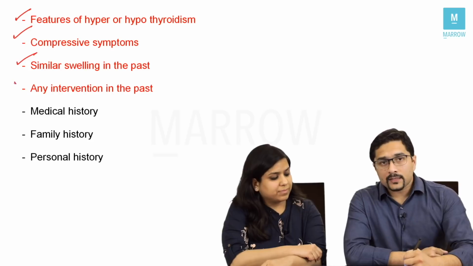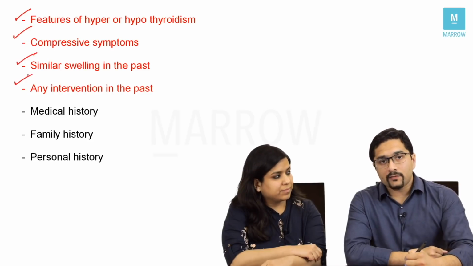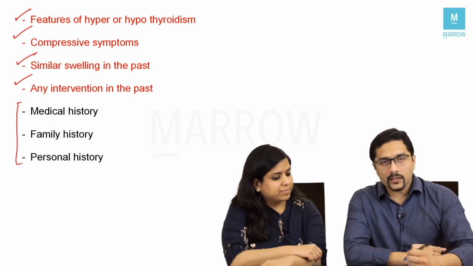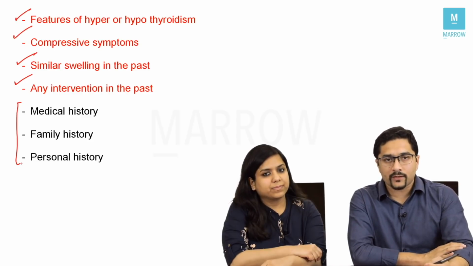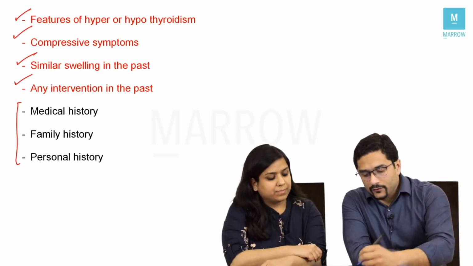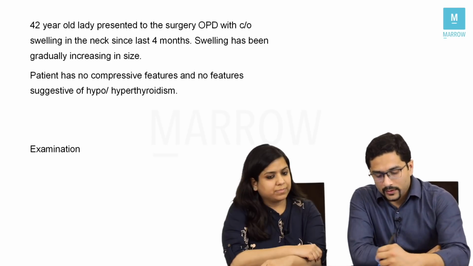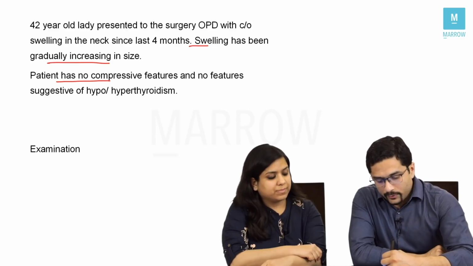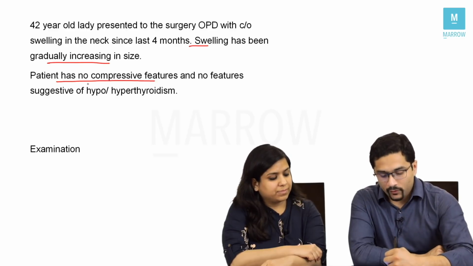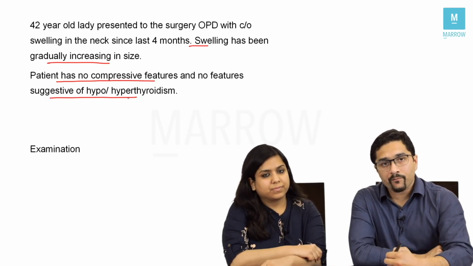Similar swelling in the past, any treatment or intervention for this, and the other things to complete your history: the family history, the medical history, and the personal history. Now, after taking all this, we've got to know that the swelling has been gradually increasing in size and there are no compressive features and no features suggestive of hypo or hyperthyroidism.